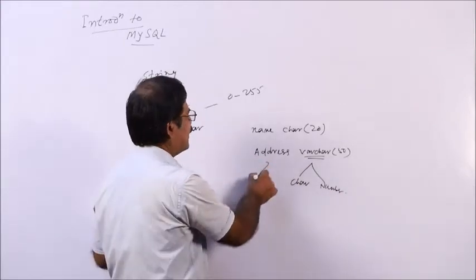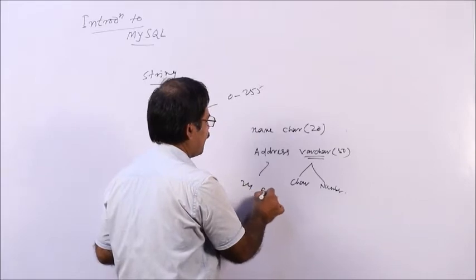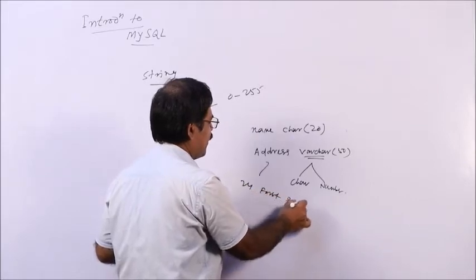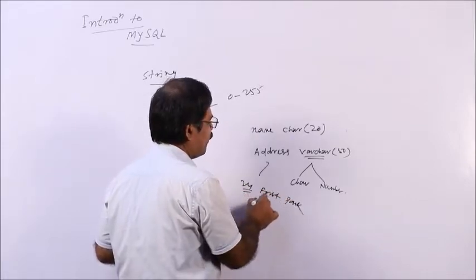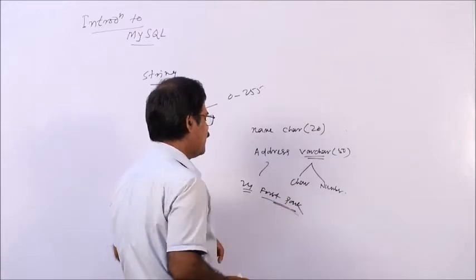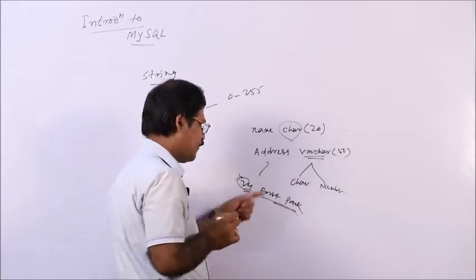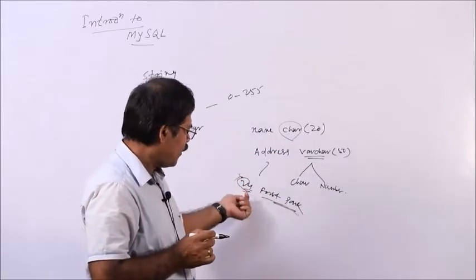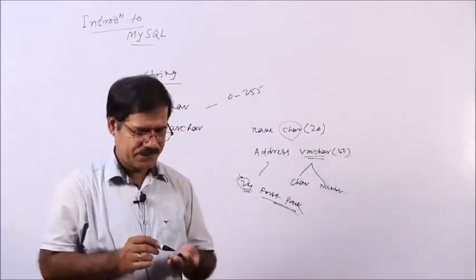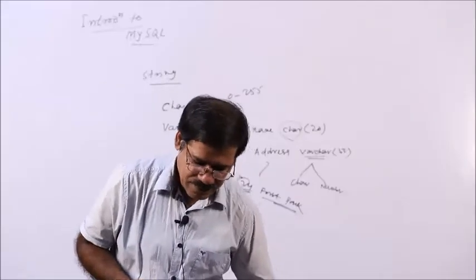Suppose I declare the address like this: 24 Forest Park. 24 is a number and Forest Park is a sequence of characters. If you declare character, the number will not be accepted. If you declare varchar, then the number as well as the characters will be accepted. So, this is character and varchar.